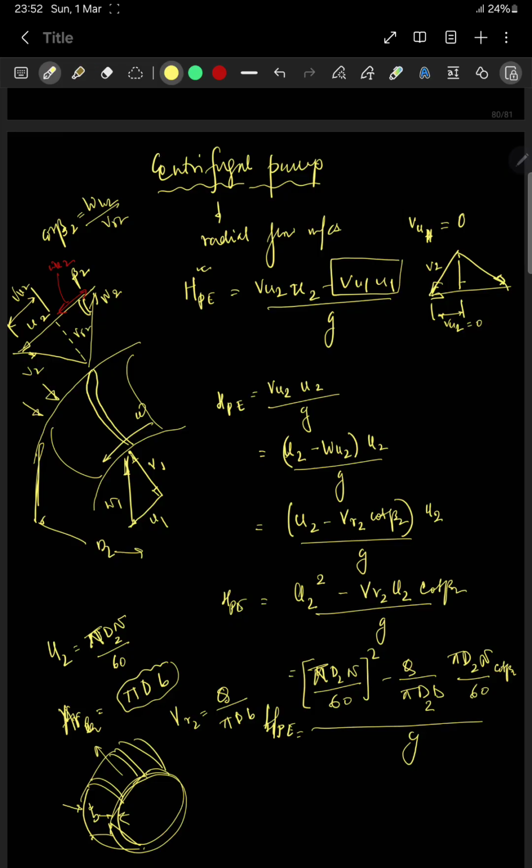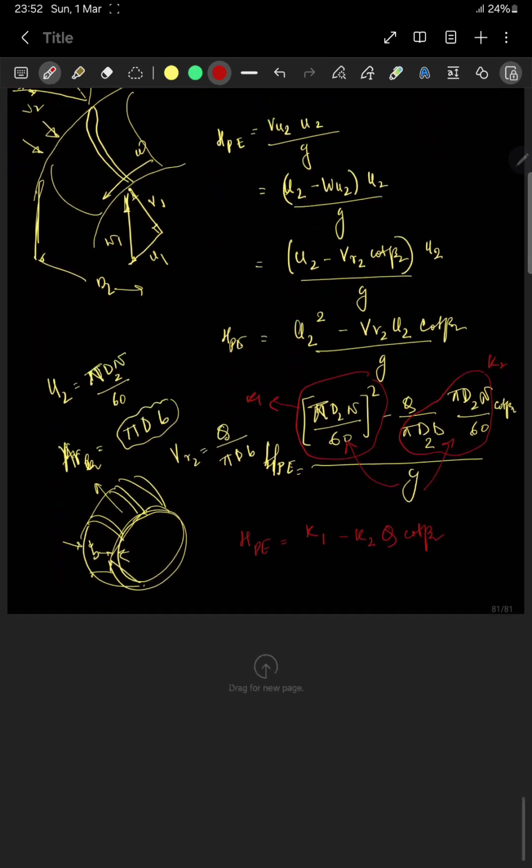Now we can see that this is a constant. We'll call this K1. This is another constant K2. And g will go inside these constants. So H theoretical equals K1 minus K2 Q cot beta 2, right?